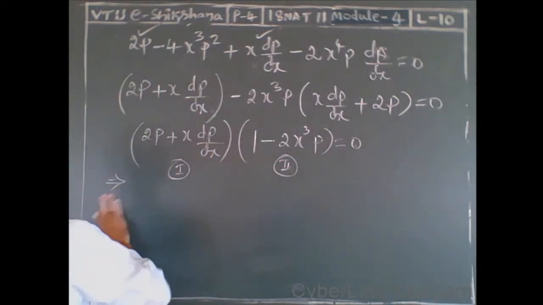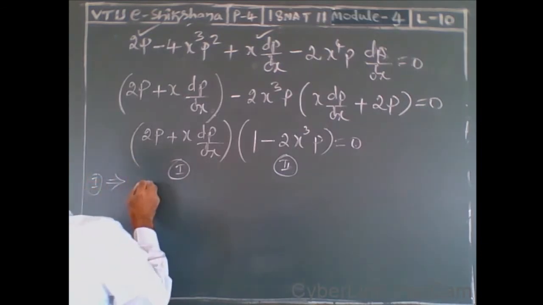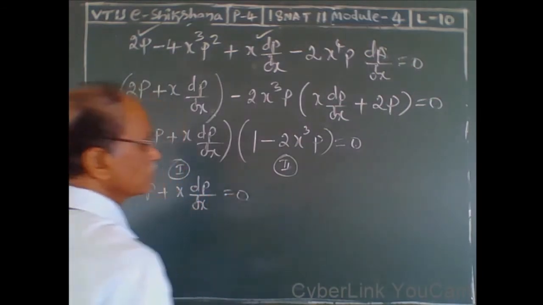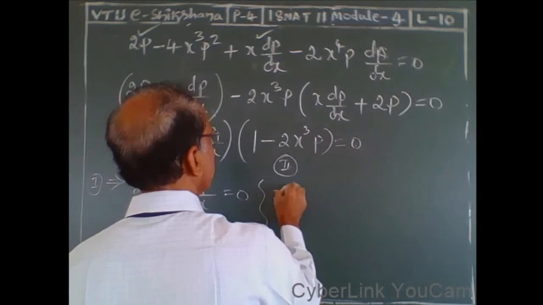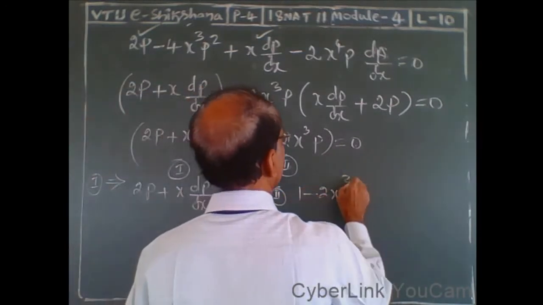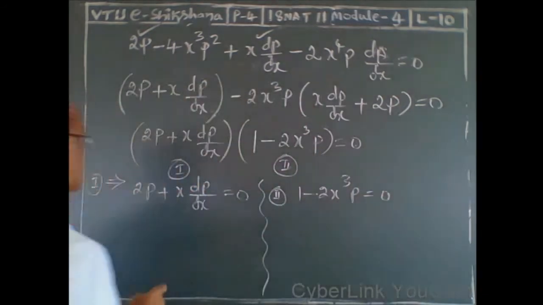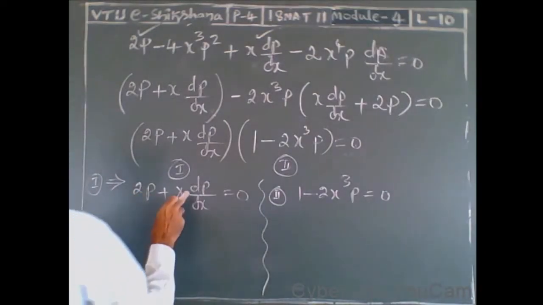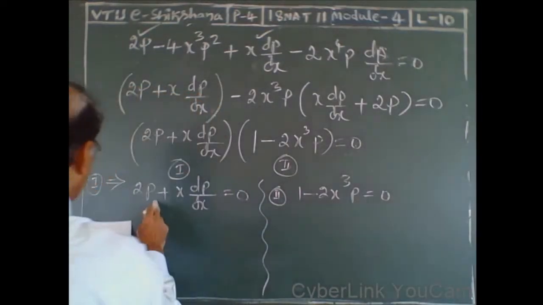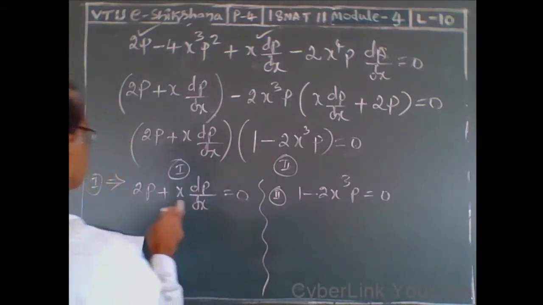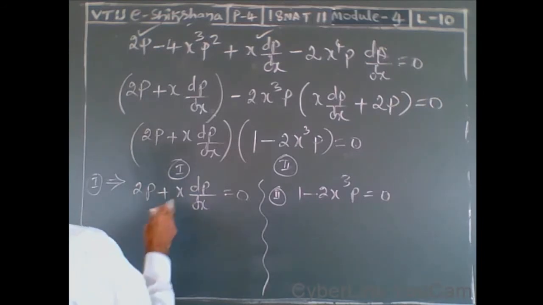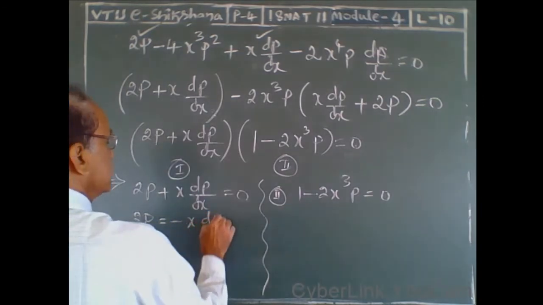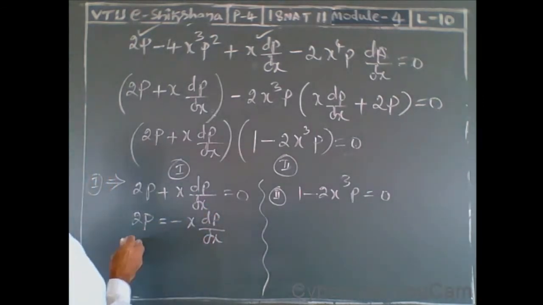Now the first implies 2p plus x into dp by dx equal to 0. Then the second implies 1 minus 2x cube p is equal to 0. By equating each factor to 0, then this is p, then dp by dx. Then you can solve for p. What is the value of p in this? You can collect the value of p by solving for this. Okay, dp is there and here p is there. So 2p is equal to minus x into dp by dx by separating the variables.